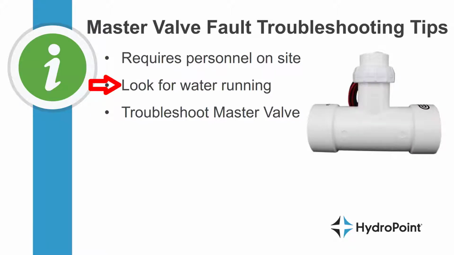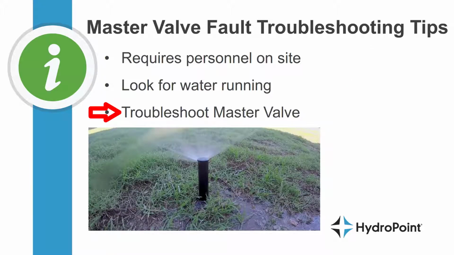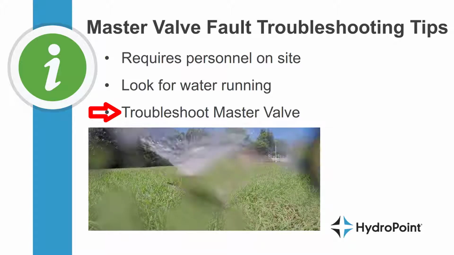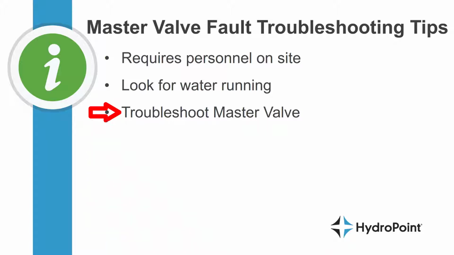Sometimes electrical interference with the flow sensor can generate a false pulse that looks like flow on the controller. So the controller will be reading flow even though water's not running. More commonly though, you'll find water running, and then you'll have to troubleshoot the master valve to figure out why it didn't shut when the controller sent the signal to close.